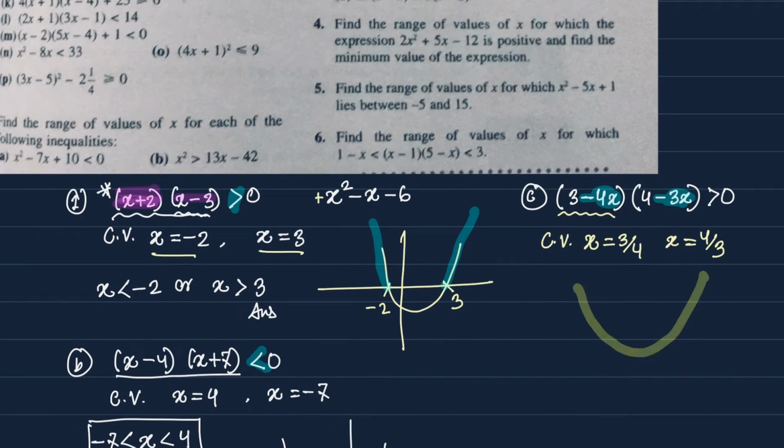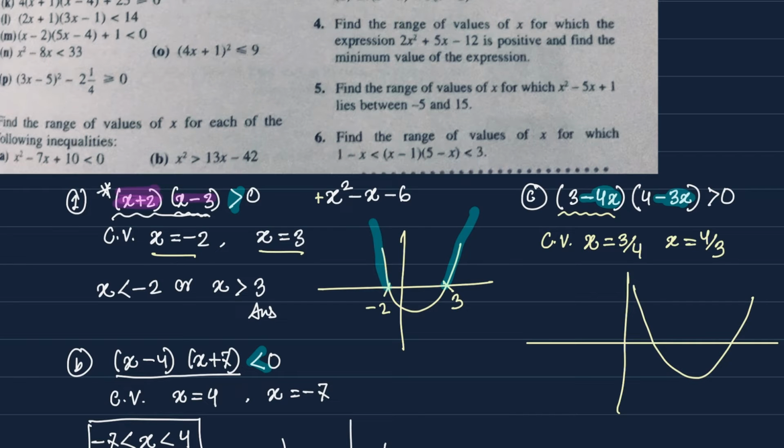U-shaped graph it is, and it cuts the x-axis at 2 points, 3 by 4 and 4 by 3. 3 by 4 is 0.75, 4 by 3 is 1.33, and it is greater than 0. The question says the value has to be greater than 0, so we have to take this wing and this wing. X is less than 3 by 4 or x is greater than 4 by 3.